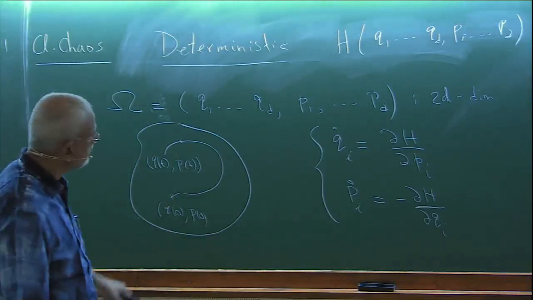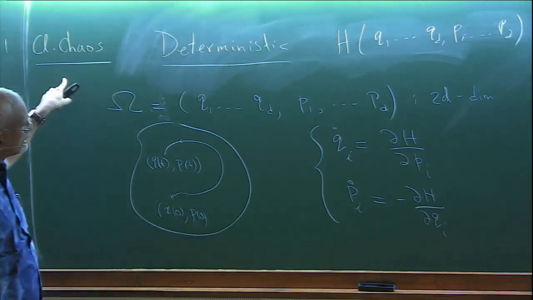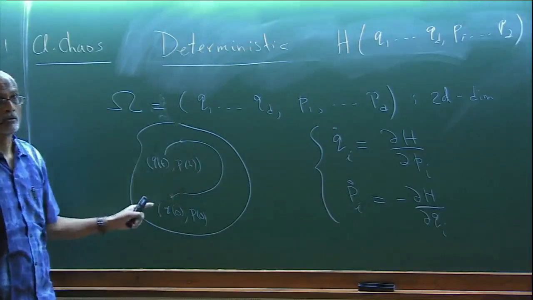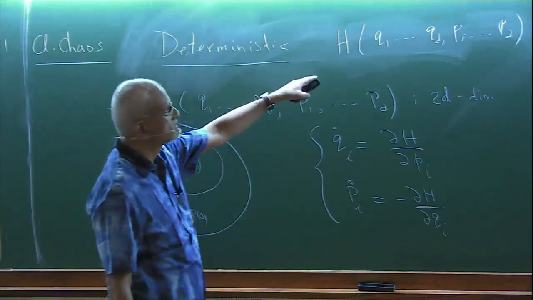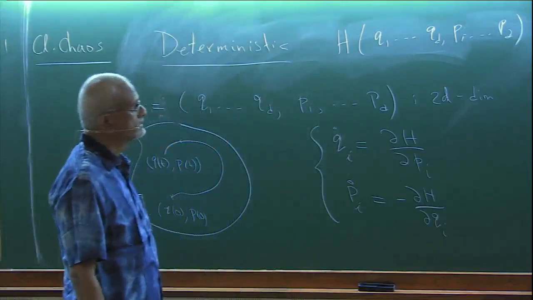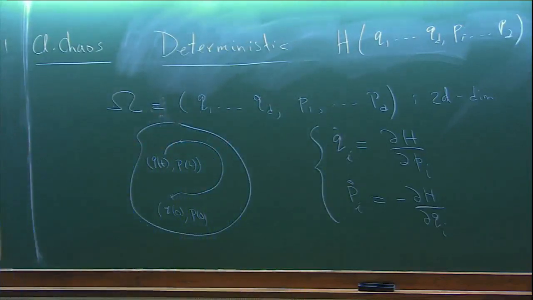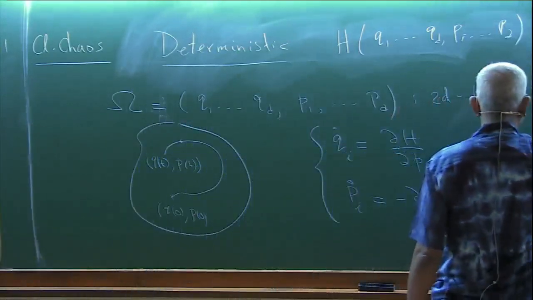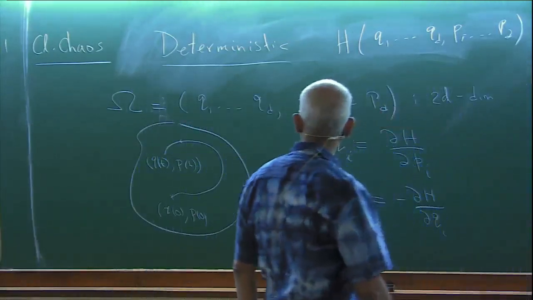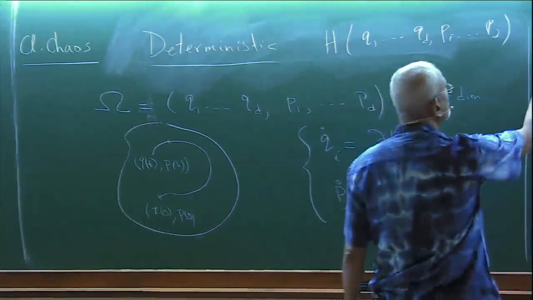And all the chaos that we're talking about is inherent in this flow. It is not because of anything else. There's no randomness put in this Hamiltonian. There's nothing strange about it. So the fact that you can have complex motions in this kind of deterministic systems was known since the works of Poincare.